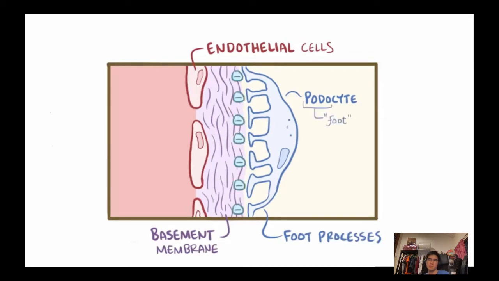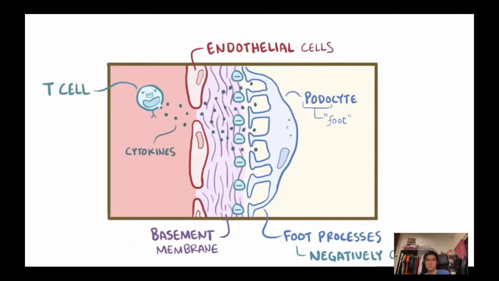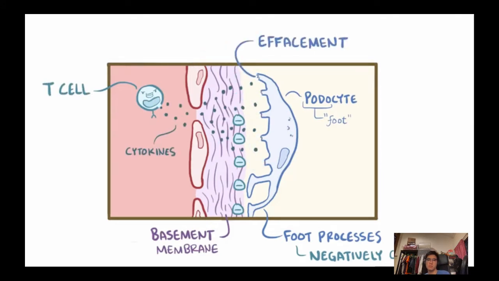Those foot processes have a negatively charged coat that helps repel negatively charged molecules, like albumin, thereby acting as a charge barrier. With minimal change disease, although not completely known, it's thought that the T cells in the blood release cytokines that specifically damage the foot processes of the podocytes, making them flatten out, a process called effacement. This means that there's less of a charge barrier, right?